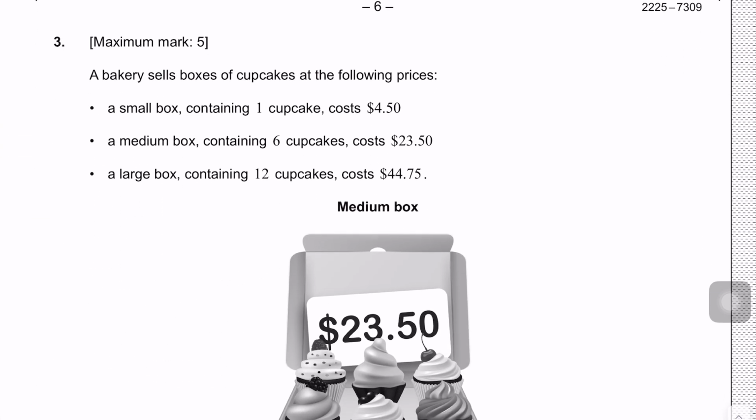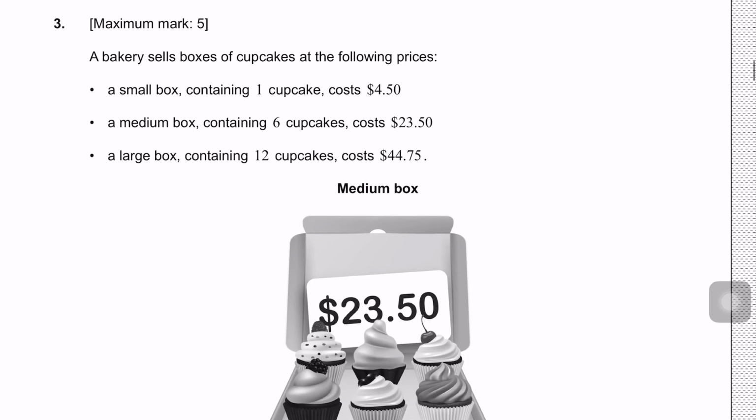Okay. This, I think, is actually kind of a tricky question. It's one of those questions that is, I suppose, a little more rare. It's a system of equations question that you don't see too often. I think it's a fair question, but not one that you see very often. Okay, let's have a look.